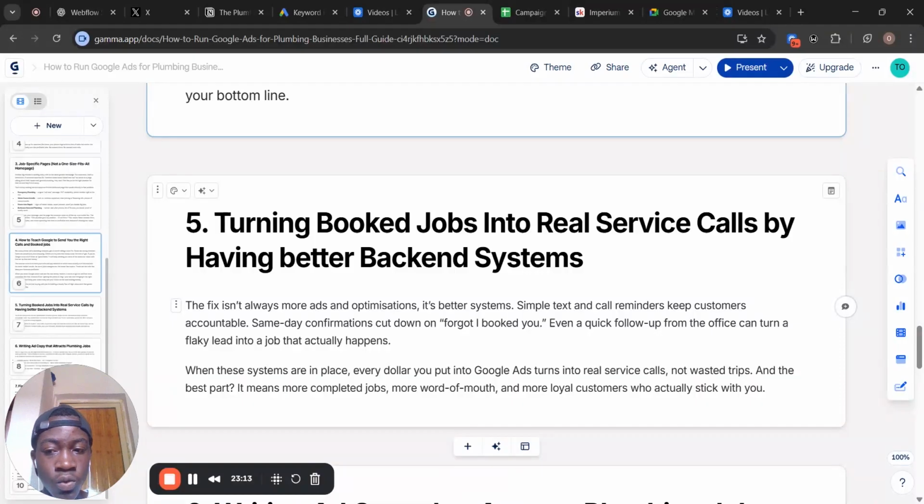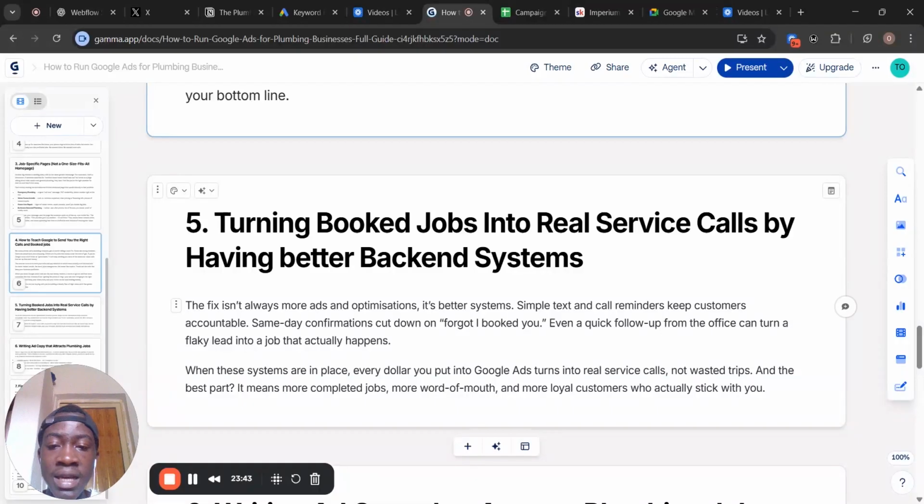So simple text and call reminders keep customers accountable to you. When someone calls a business and they don't answer, they immediately go and look for another business that offers the same thing that you offer. So same day confirmations cut down no-shows, and if someone actually books you and you don't send them reminders, they might forget, because there are so many fish in the river, like plumbing companies and others they can go to and book a new job. So even a quick follow up from the office can turn a flaky lead into a job that actually matters.